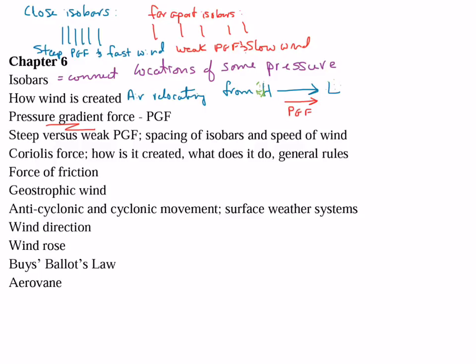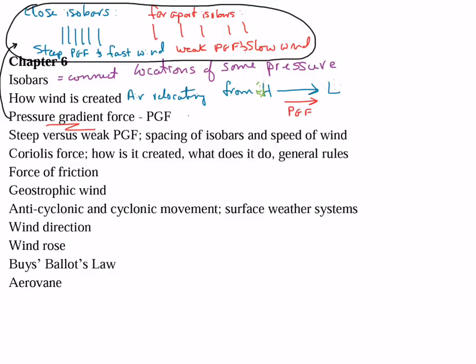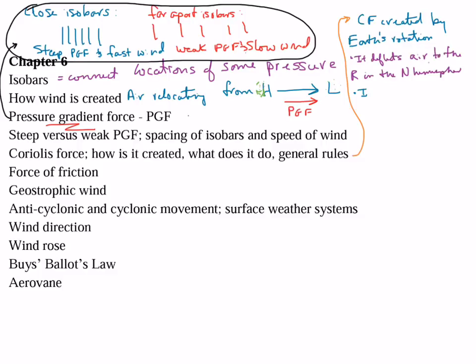And Coriolis force looks like this over here. Coriolis force is created because the Earth is spinning or rotating, and Coriolis force deflects air to the right in our hemisphere, but to the left in the southern hemisphere. And the Coriolis force is strongest at the poles and weakest at the equator. So in chapter 10, when we talk about hurricanes, that's significant.